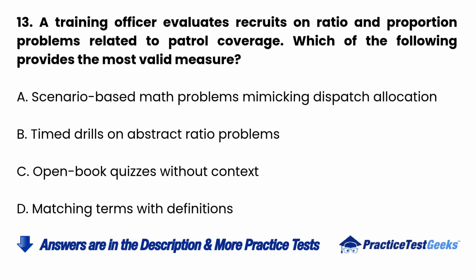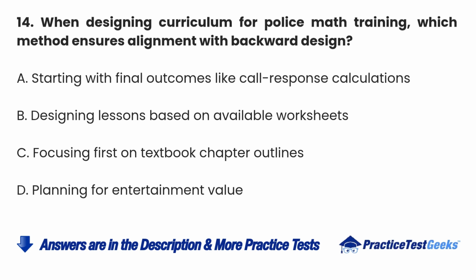13. A training officer evaluates recruits on ratio and proportion problems related to patrol coverage. Which of the following provides the most valid measure? A. Scenario-based math problems mimicking dispatch allocation. B. Timed drills on abstract ratio problems. C. Open book quizzes without context. D. Matching terms with definitions.